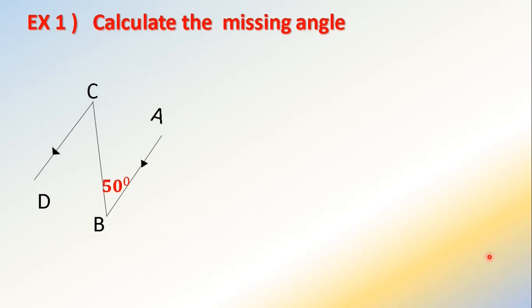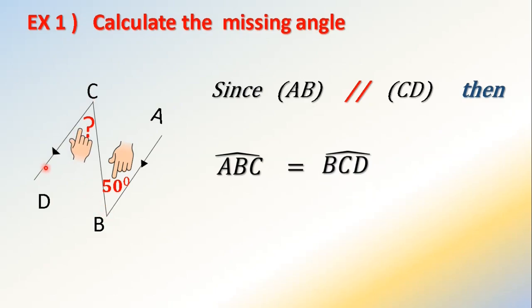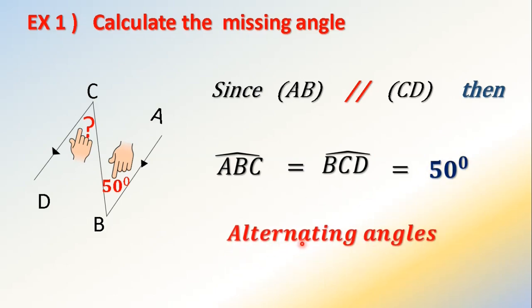Now let's try to practice by doing some exercises. Can you calculate the missing angle in this figure? Yes, since AB and CD are two parallel lines and they form letter Z, we can say that this angle and this angle are alternating angles and they are equal. And we write, since AB parallel to CD, so angle ABC is equal to angle BCD equals to 50 degrees, and the reason is alternating angles.